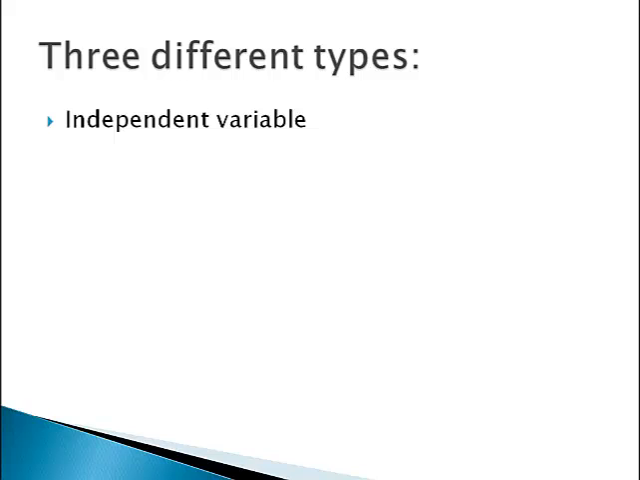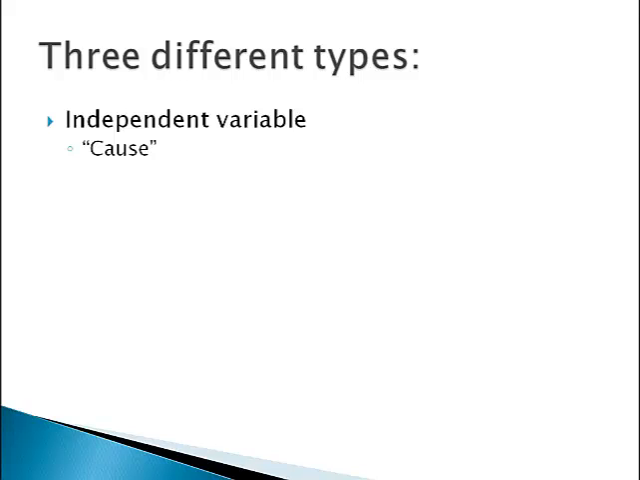The first are called independent variables. Now, an independent variable is controlled by the experimenter. It's independent in the experiment, okay? The experimenter is the one that controls it. The experimenter decides what it is. Specifically, if we're talking cause and effect, the independent variable is the cause.